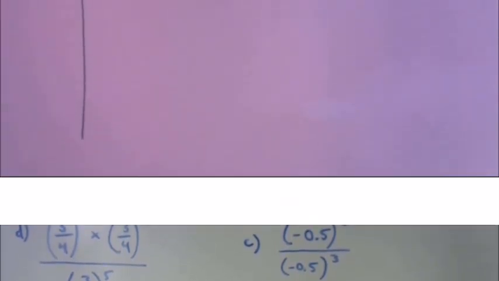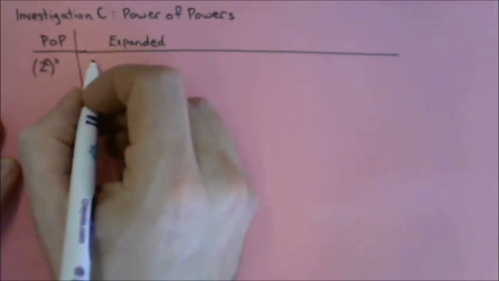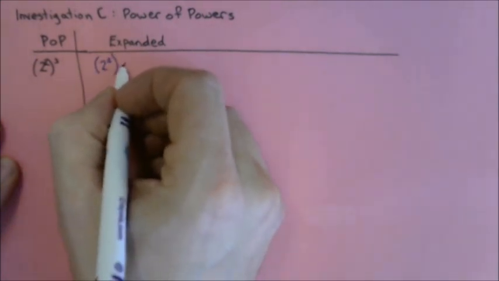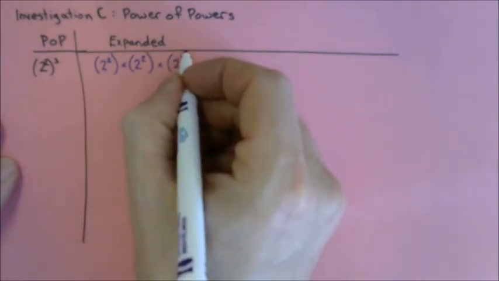Okay, the third of our investigations dealing with discovering exponent laws has to do with power of powers. As you can see here, it's called that because we're taking the power of another power. So we've got 2 to the power of 2, and then that, whatever that is, to the power of 3. So we actually have a repeated factor of 2 to the power of 2. So when we write this in expanded form, we're going to deal with this exponent out here first, with the base of 2 to the power of 2. So we have 2 to the power of 2 times 2 to the power of 2 times 2 to the power of 2.